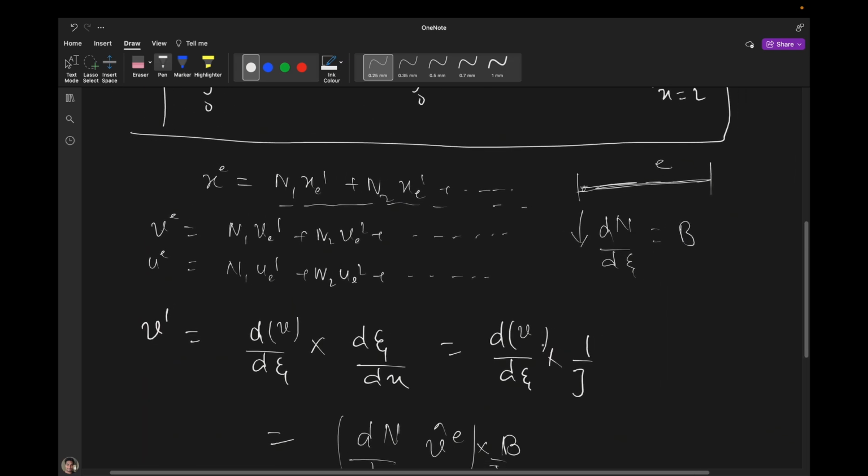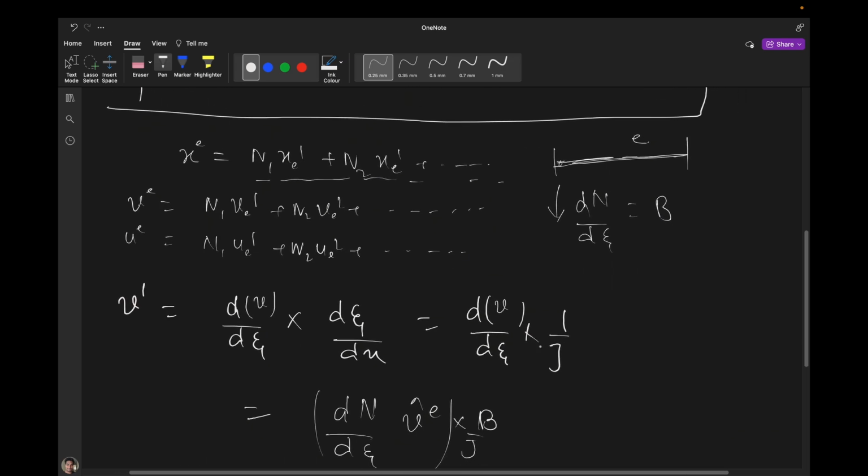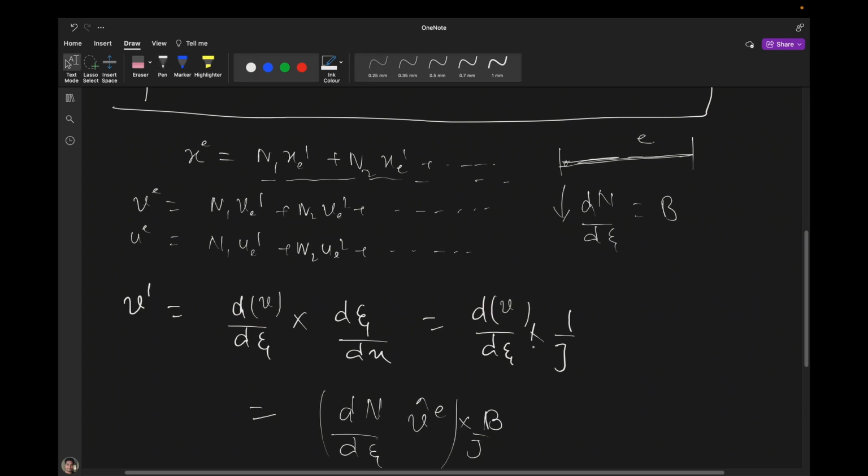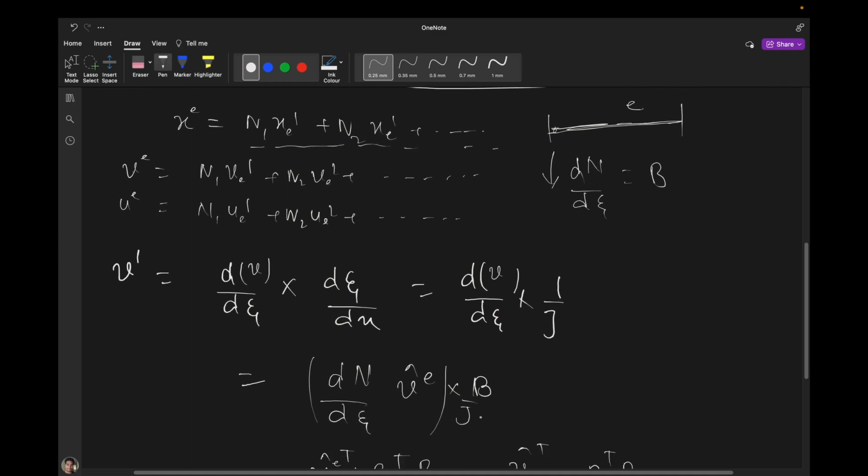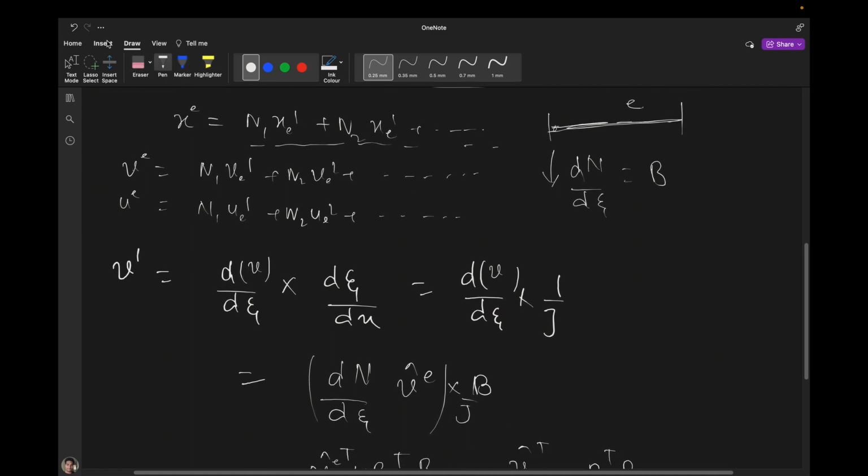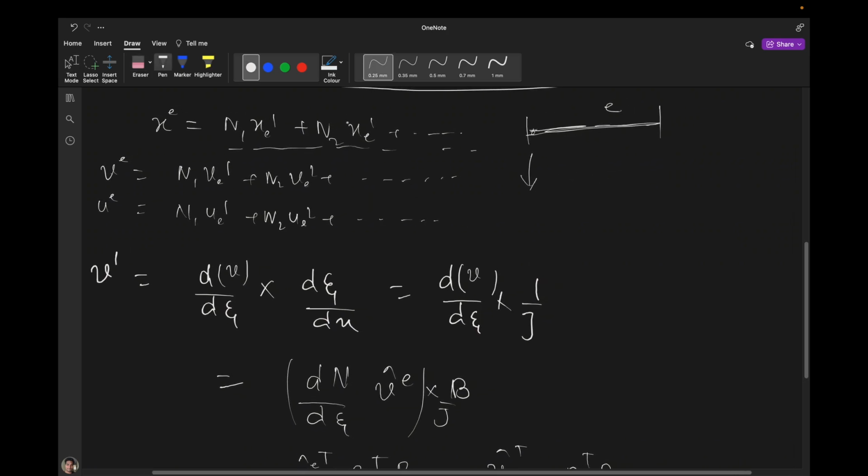Del zeta by del x is correct, I think. Sir, that del zeta by del x is correct only, 1 by j. No, sir, del zeta by del x is L by 2. I have written from this. Yeah, that L by 2 is nothing but the Jacobian. L by 2 is the Jacobian.